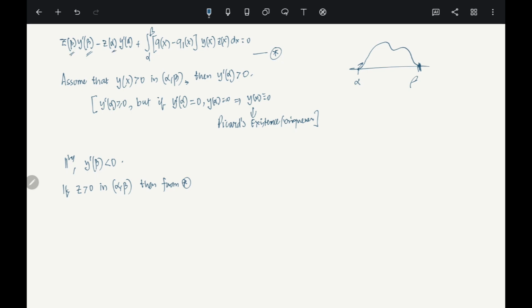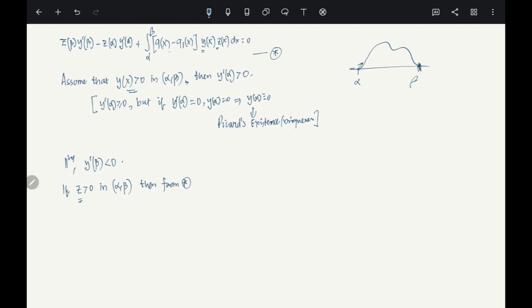Again, z of alpha is positive, y prime of alpha is positive with a negative sign. So this whole term is going to be negative. Is this okay? Right. Now let's look at y. Y is positive. This is what we assumed. Y is positive in alpha beta. What about z? Z is positive in alpha beta. What about q minus q1? Q minus q1 is going to be negative.